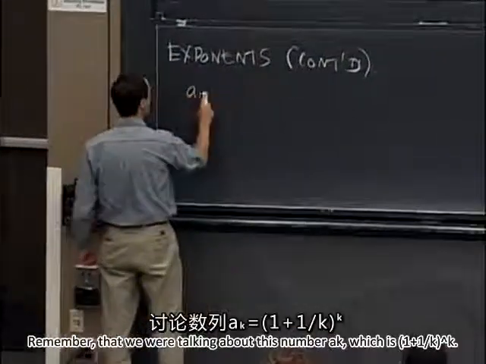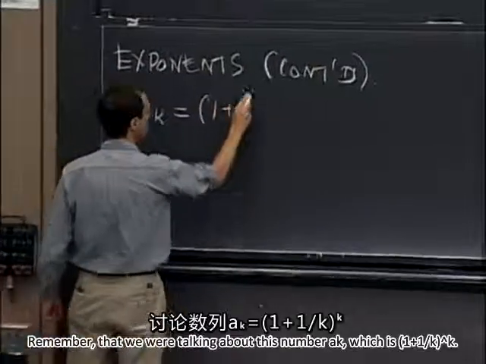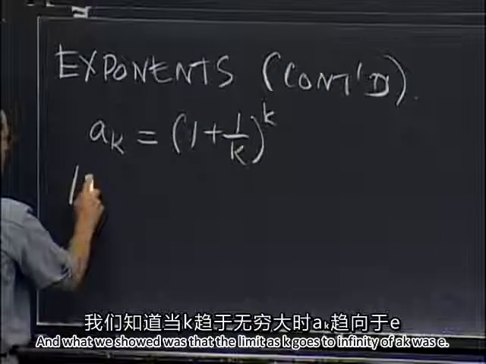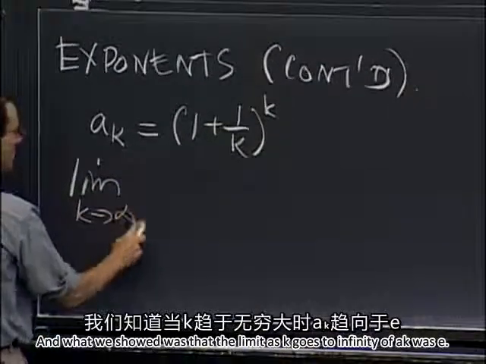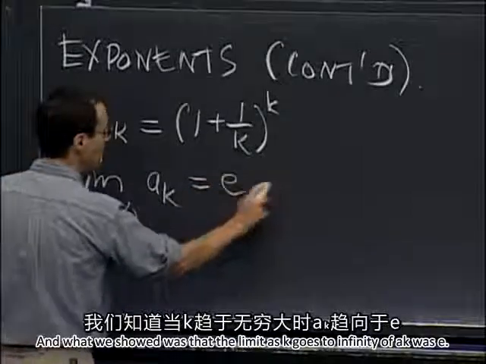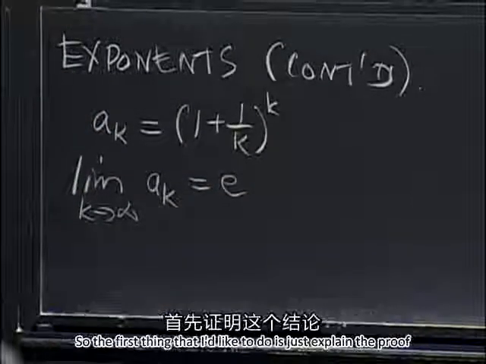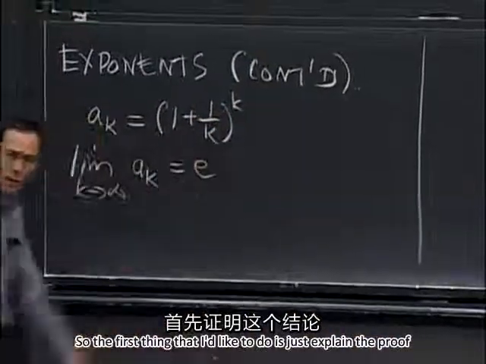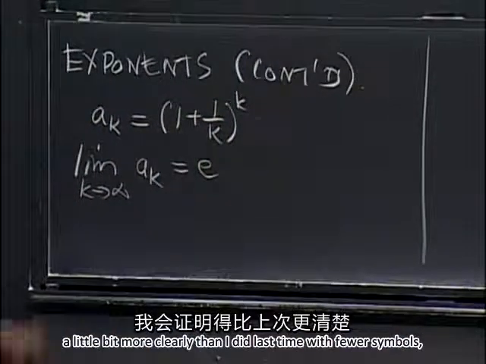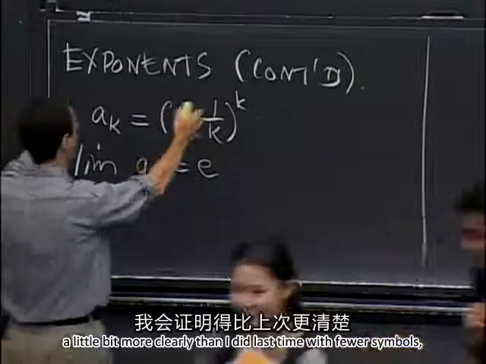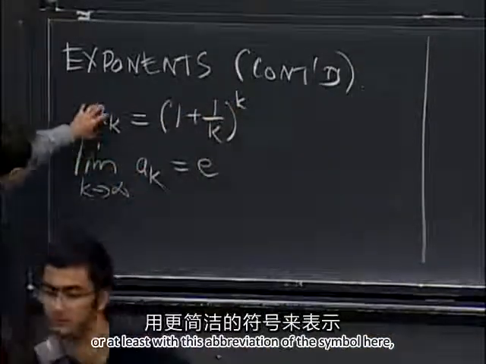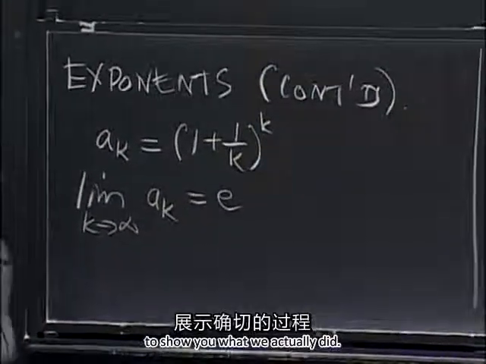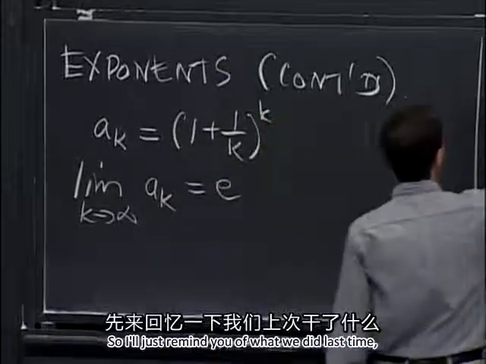Remember that we were talking about this number a_k, which is (1 + 1/k)^k. And what we showed was that the limit as k goes to infinity of a_k was e. So the first thing that I'd like to do is just explain the proof a little bit more clearly than I did last time, with fewer symbols, or at least with this abbreviation of the symbol here, to show you what it was that we actually did. So I'll just remind you what we did last time.